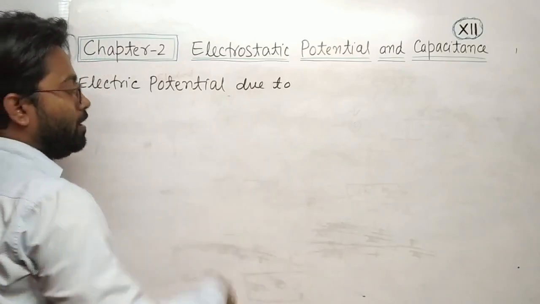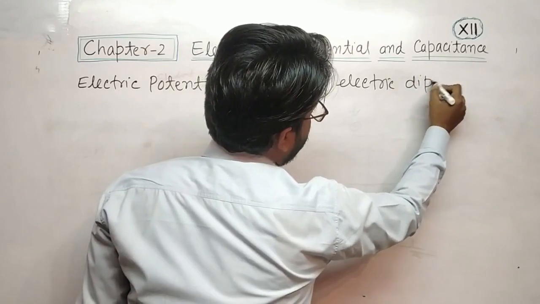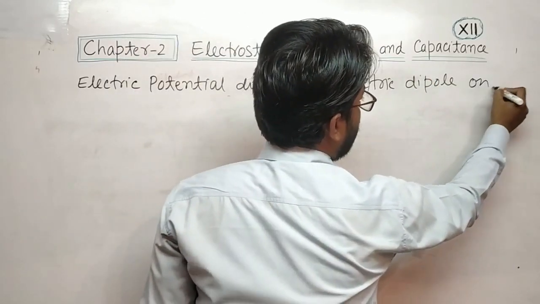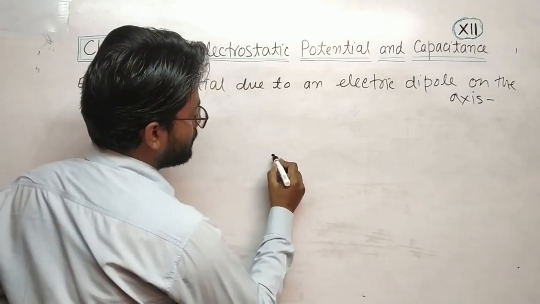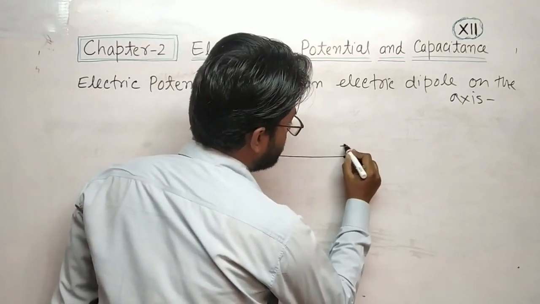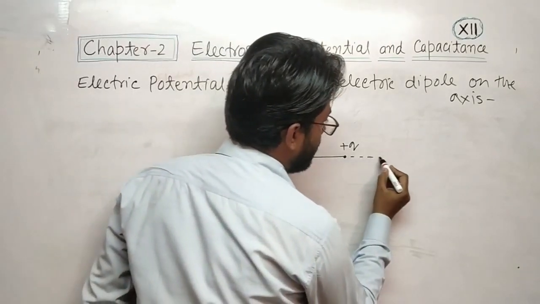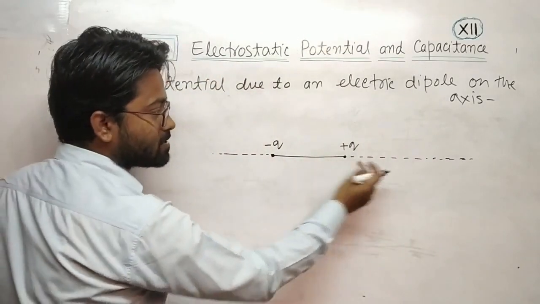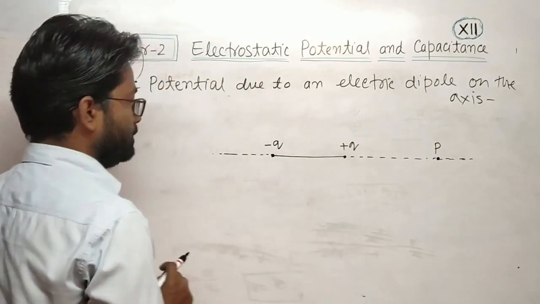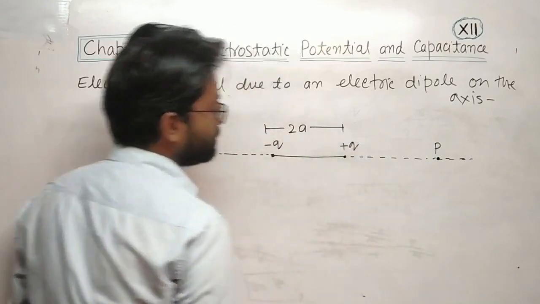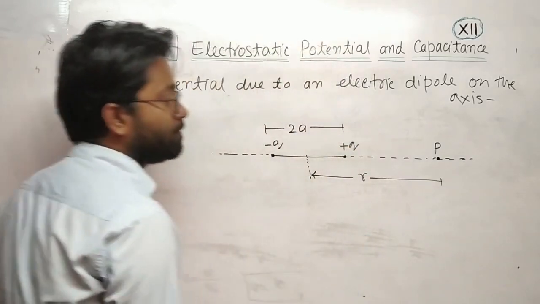First, electric potential due to an electric dipole on the axis. Let us suppose this is the minus charge and this is the plus charge. This is the electric dipole, and we need to calculate electric potential at any point on the axis of the dipole. Let us suppose this is the point P where we need to calculate electric potential due to these two charges. The distance between the two charges, in general we take 2a, and from the midpoint the distance of the point P is, let us suppose, r.